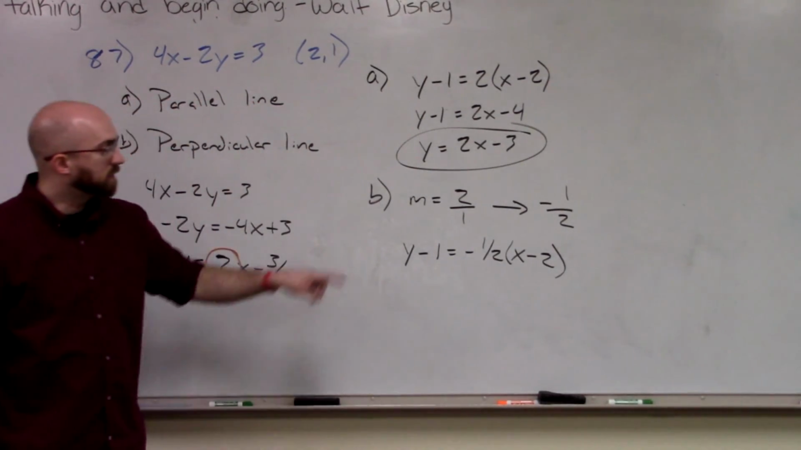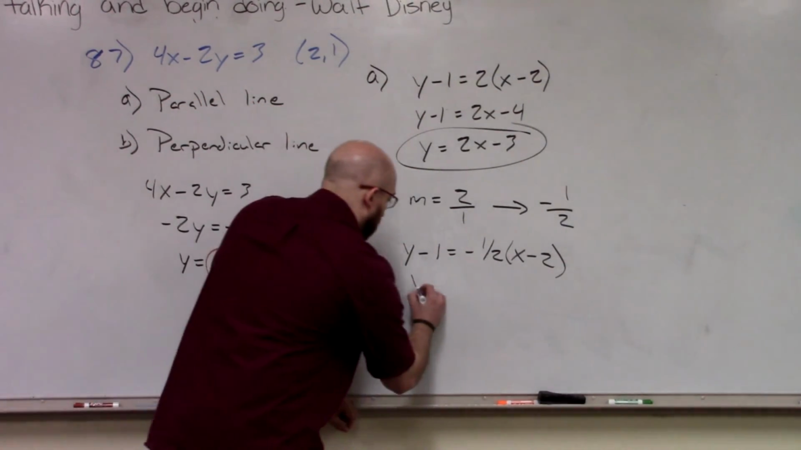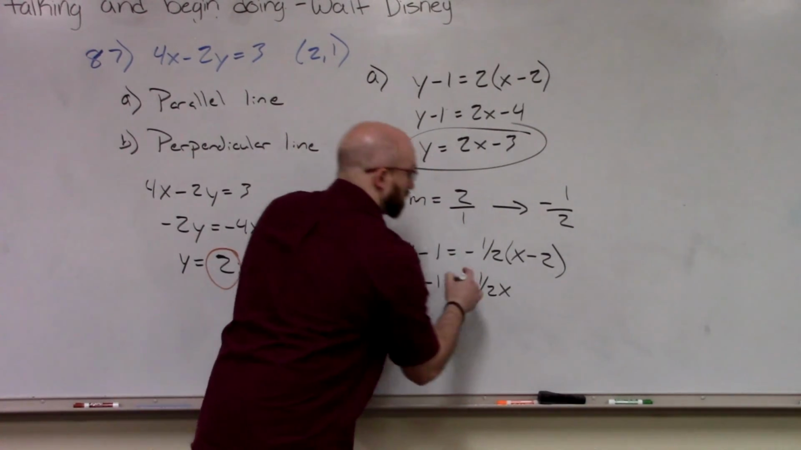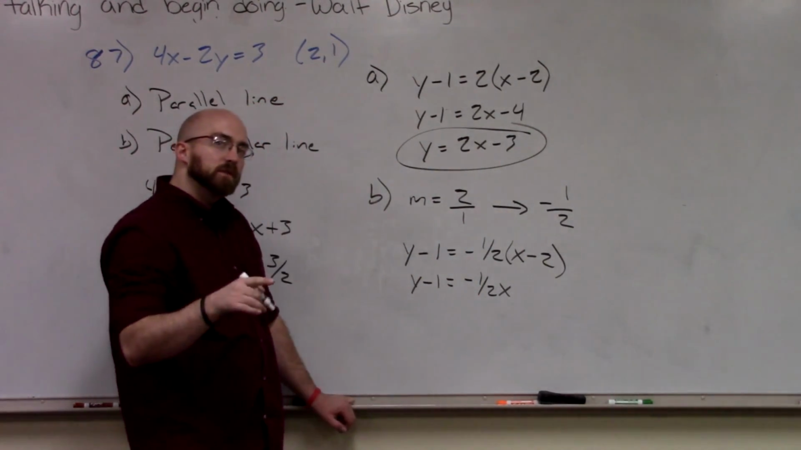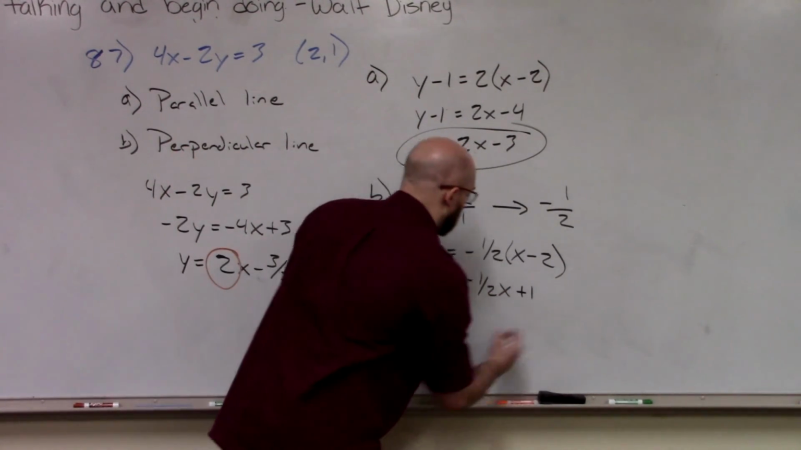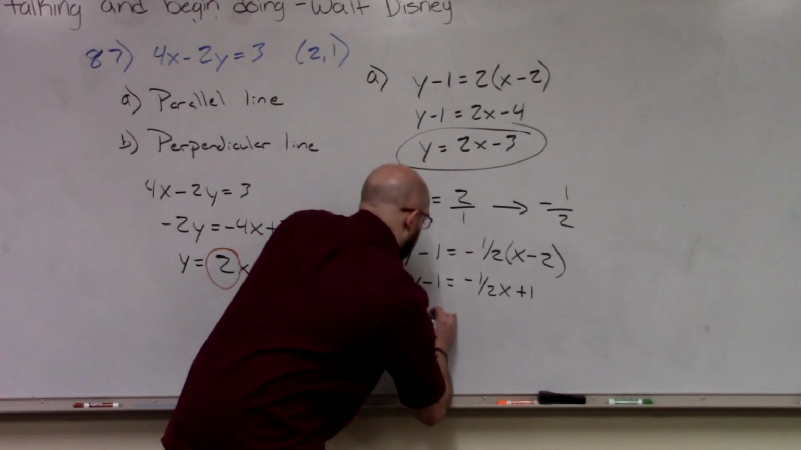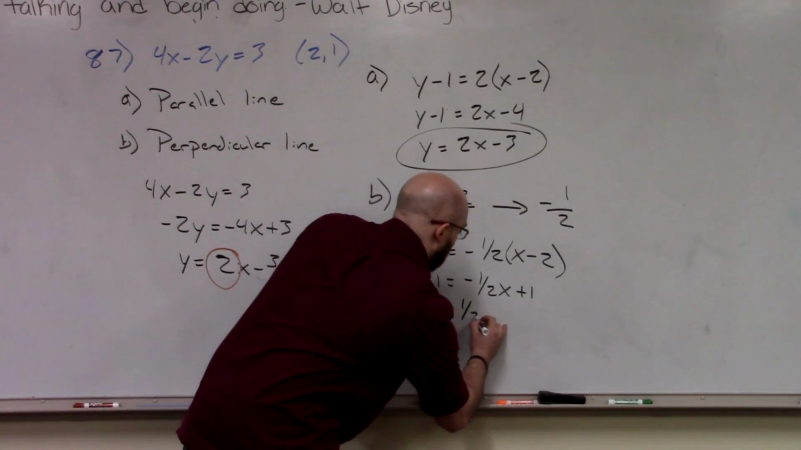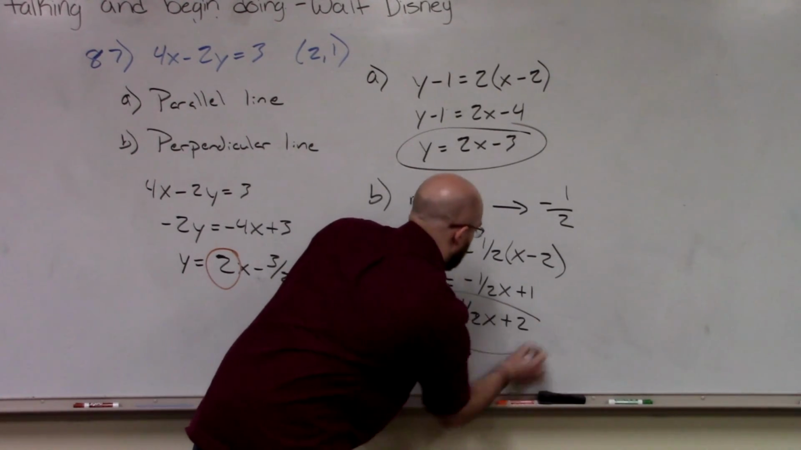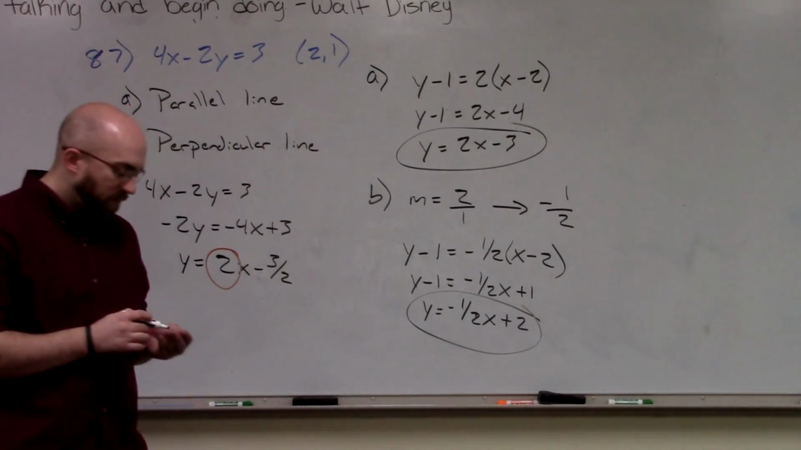Alright, let's go ahead and solve through. So y minus 1 equals negative 1/2 x. Negative 1/2 times negative 2. The 2's cancel, but they change to a negative, so plus 1. Add the 1 over. Y equals negative 1/2 x plus 2. And that is our answer for perpendicular lines.